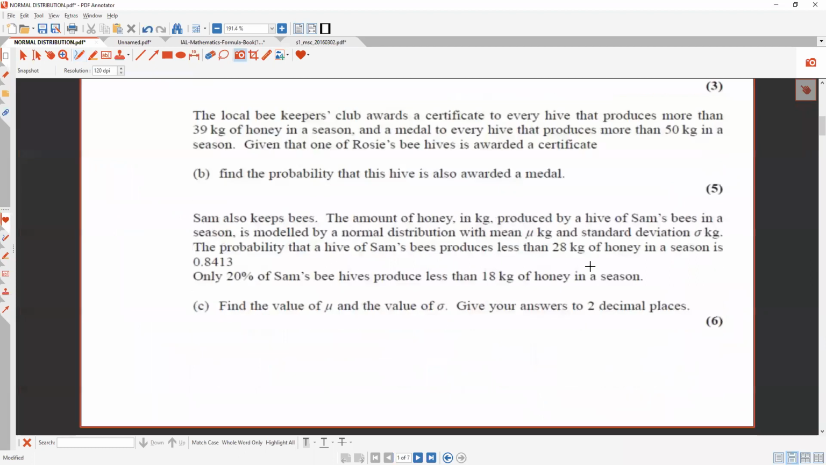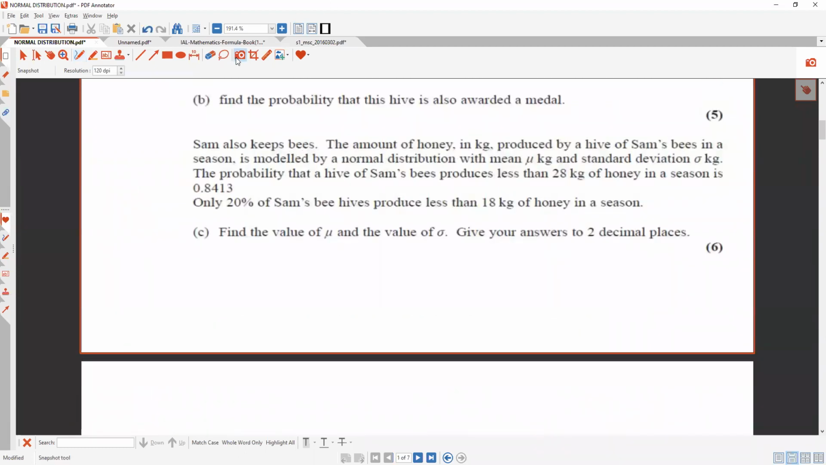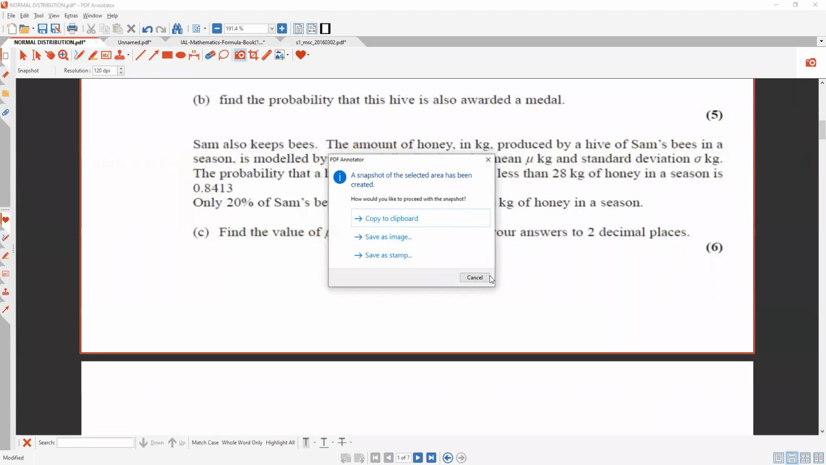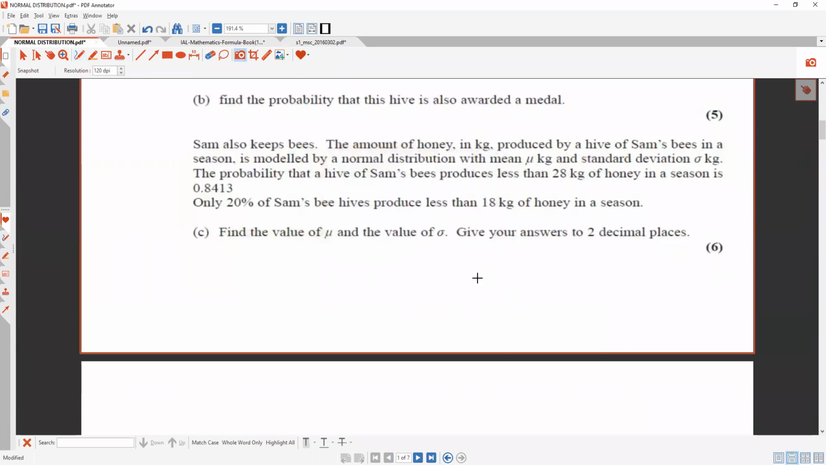Now it's a 6-mark question. Imagine it's a big one. So they said Sam keeps the bees. The amount of honey in kg produced by a hive of Sam's bees in a season is modeled by a normal distribution with a mean mu kg and a standard deviation of sigma kg. So they did not give us anything. Now mu this and sigma this.